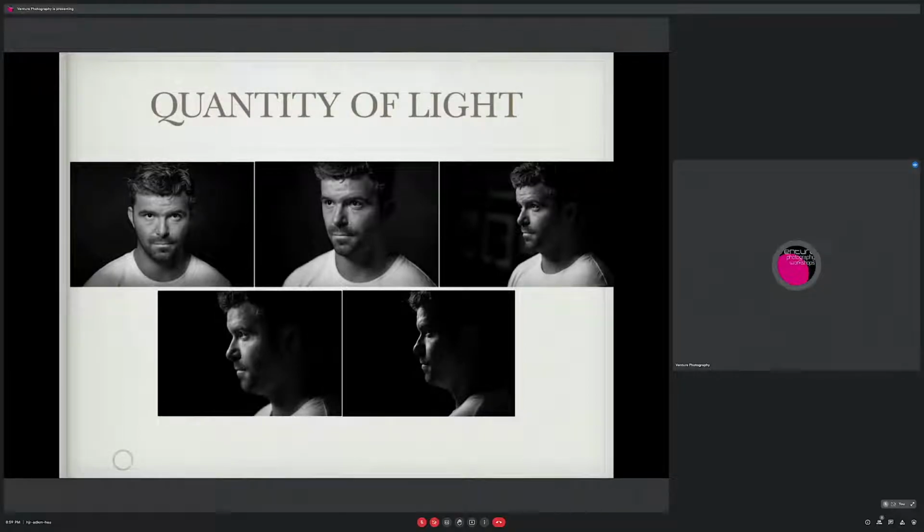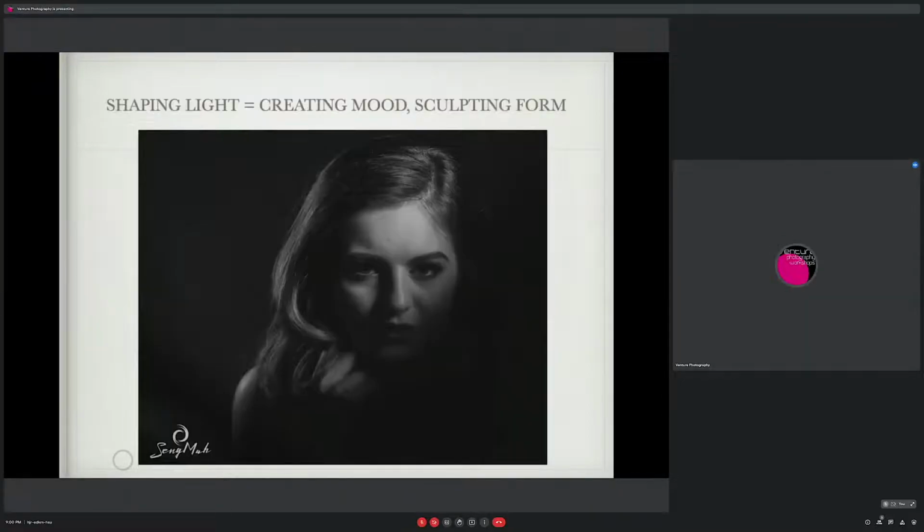And you can see then when you look at the last image and you look at the first image, just the amount of light on the subject in those images changes the mood of that portrait. So you can actually shape with light. You can create mood and in a way sculpt the form, what they call chiaroscuro, light and shadows, light arising out of shadows, by shaping that light.